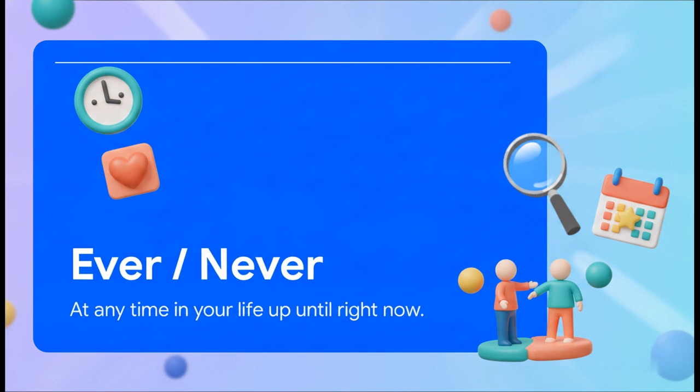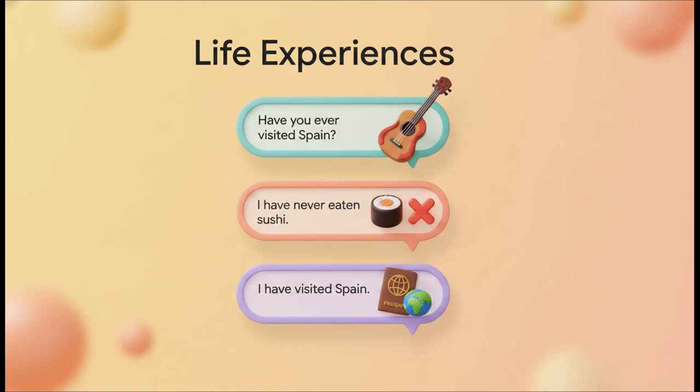So, now that you know this formula, let's look at how we use it to talk about your life. We very often use the present perfect to talk about our life experiences. And when we do this, we really love to use the words ever and never. These words simply mean at any time in your life from the day you were born up until right now. Let's look at a few real-life examples using these words.